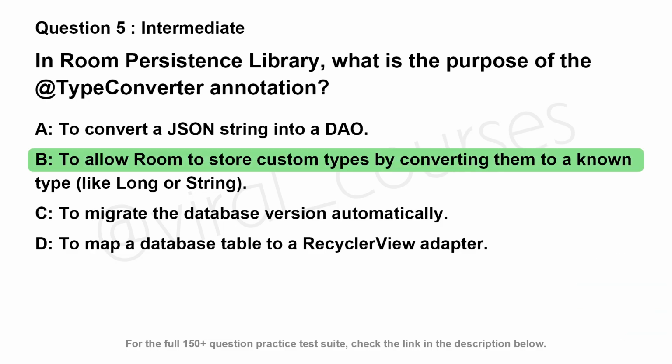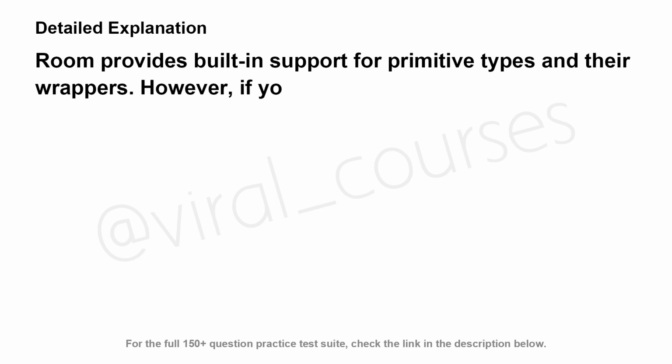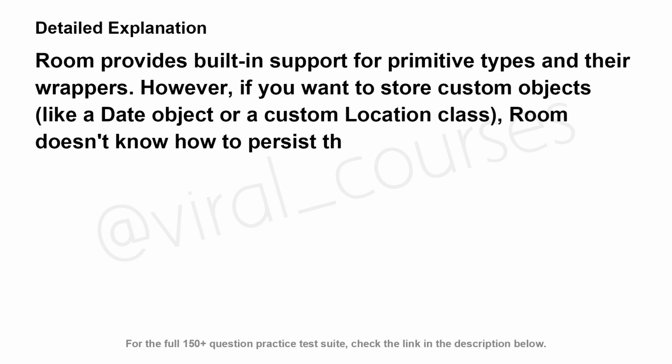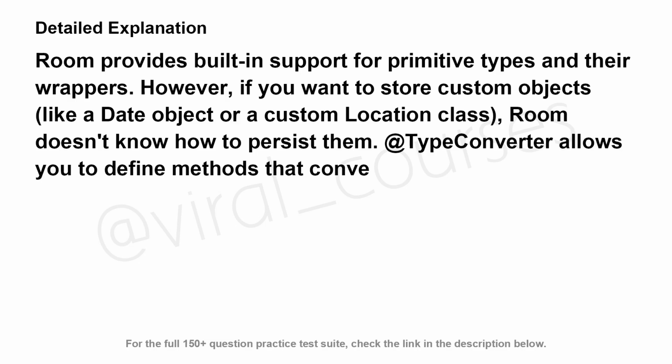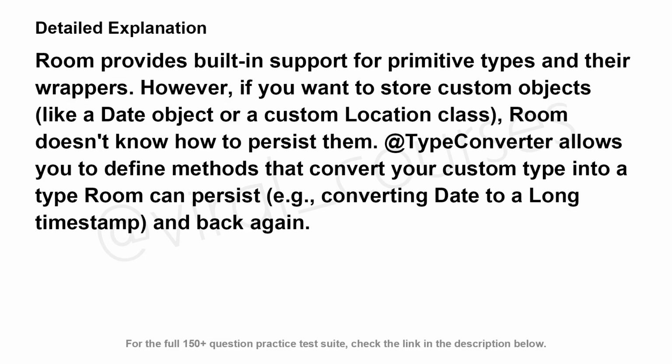The correct answer is B. Room provides built-in support for primitive types and their wrappers. However, if you want to store custom objects, like a Date object or a custom Location class, Room doesn't know how to persist them. @TypeConverter allows you to define methods that convert your custom type into a type Room can persist, e.g., converting Date to a long timestamp, and back again.